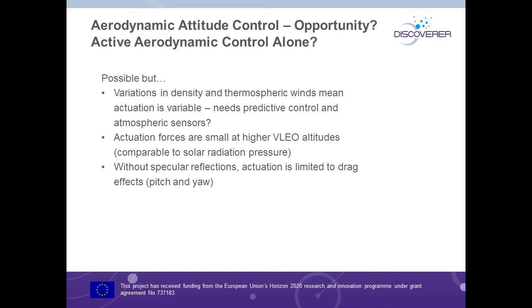The actuation force is certainly, at the higher end of the VLEO range, only comparable to solar radiation pressure. So these aren't significant forces, which makes it very difficult, therefore, to control the satellite in any quick fashion, which is why we suspect the combination with more traditional actuation methods is better. And it's worth pointing out as well, without any specular reflections from those materials, you can only actuate in pitch and yaw. Effectively, if I deploy a panel and I get drag, then I turn one way, but I can't control my roll at all because that relies on lift. Okay, so aerodynamic control becomes limited unless we find those wonder materials that we're trying to identify.